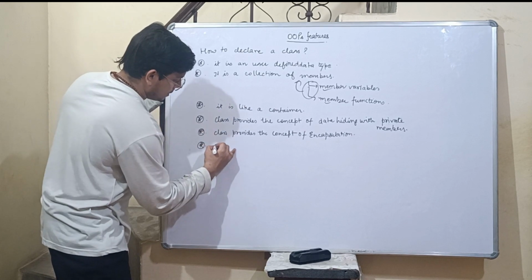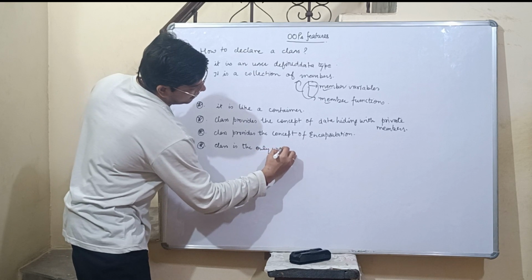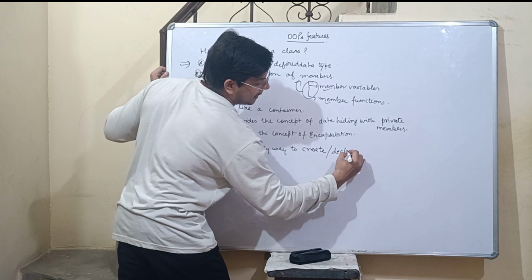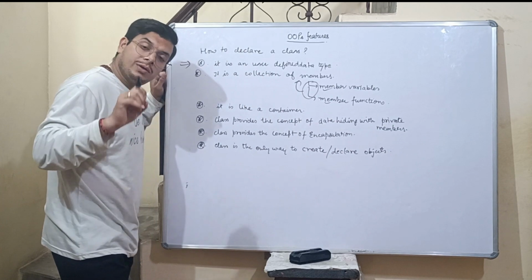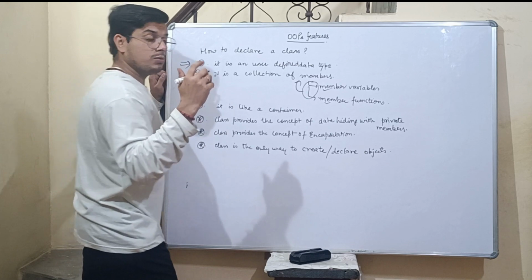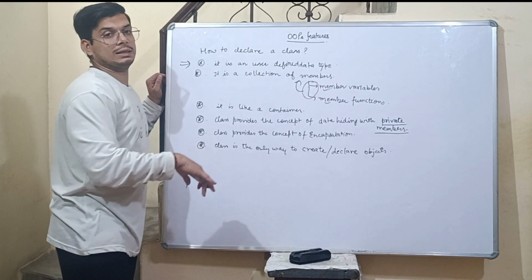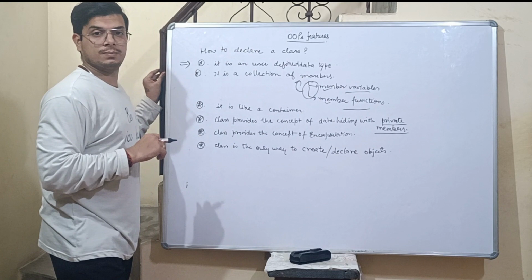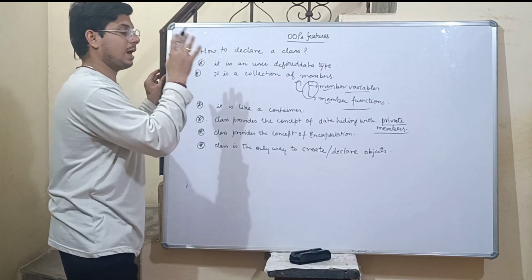Next, the object is the only way to create or declare objects, because with the help of objects only we can call the functions and private members of the class. What are the private members? Members can be variables and functions. Okay, now we are going to see the example of class.